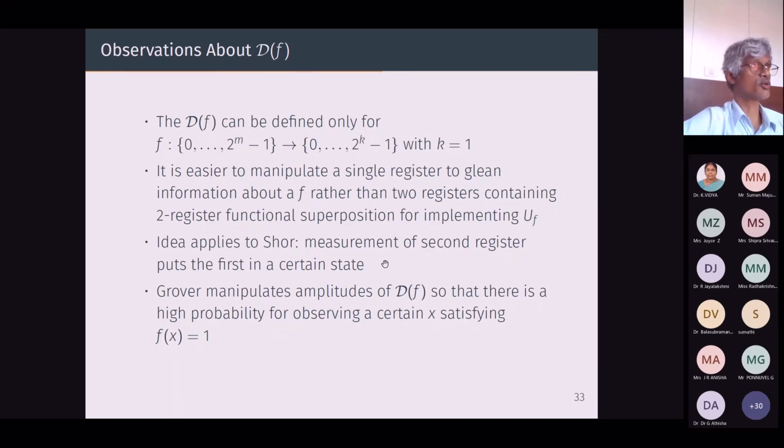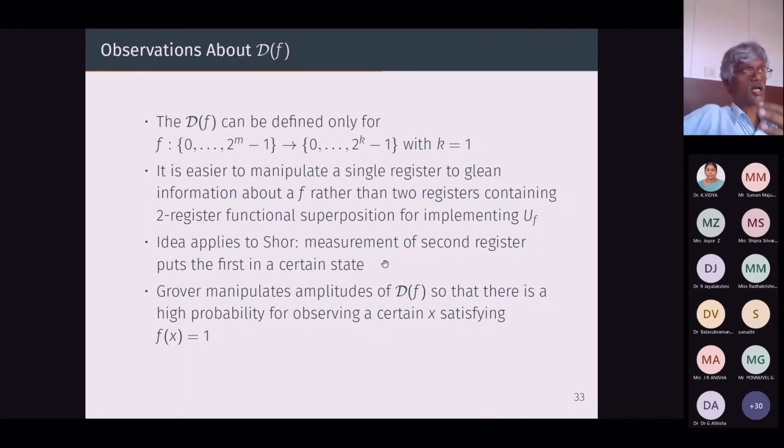Grover will manipulate the amplitudes of D of f. Grover is actually a search problem, where we will be searching for a certain string in a domain. We will do the standard Walsh-Hadamard and then apply this UF, coming to a state and isolating this D of f function. Grover will then apply some mechanisms for increasing the amplitudes of the desired values.